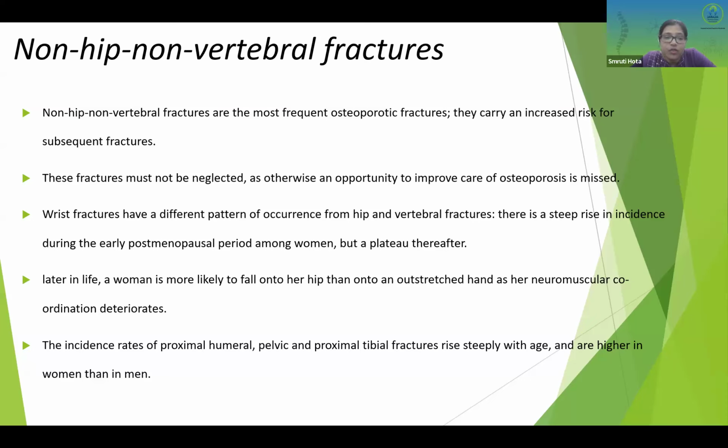Additionally, fractures of the proximal humerus, pelvis, and proximal tibia increase sharply with age, and their incidence is consistently higher in women than men. So every fragility fracture, no matter the site, should be a red flag for osteoporosis.